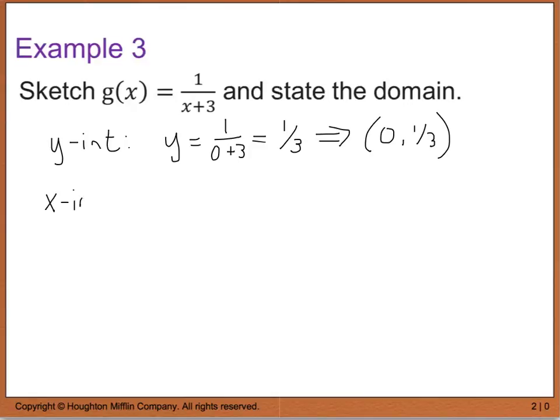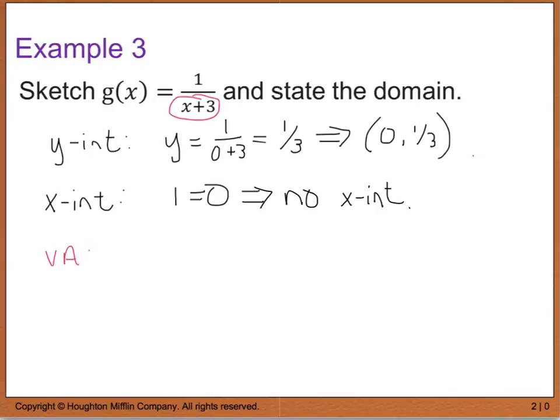Then I'm going to find my x-intercepts by taking my numerator and setting that equal to 0. So I end up with 1 equals 0. And because this is not true, this tells me that I have no x-intercepts. Then I'm going to look at vertical asymptotes. And vertical asymptotes come from the denominator. So if we set our denominator equal to 0, we're going to calculate our vertical asymptotes. And I find out that I have a vertical asymptote at x equals -3.